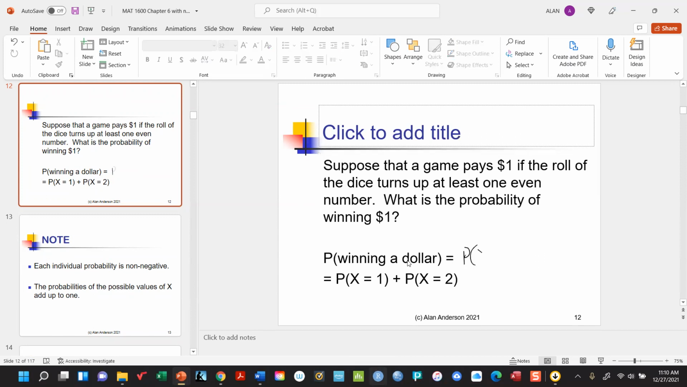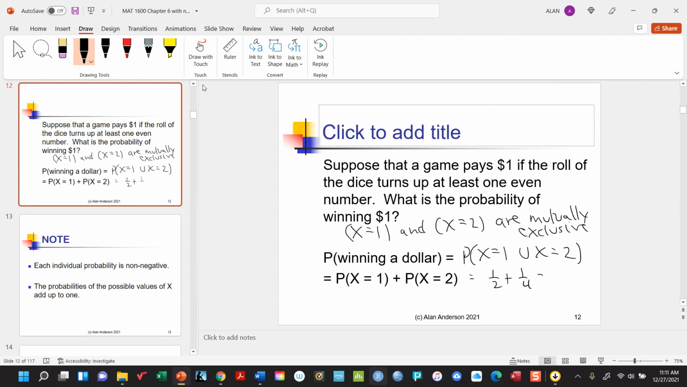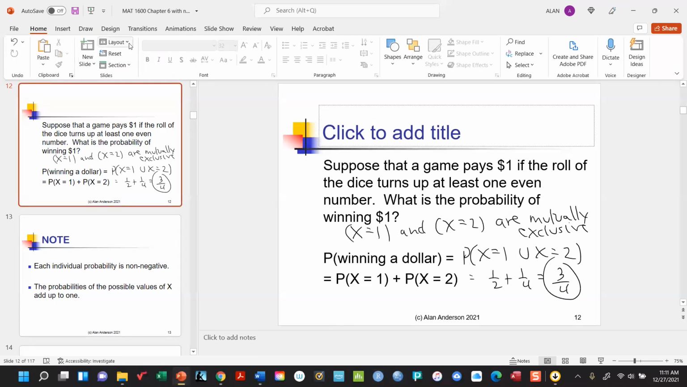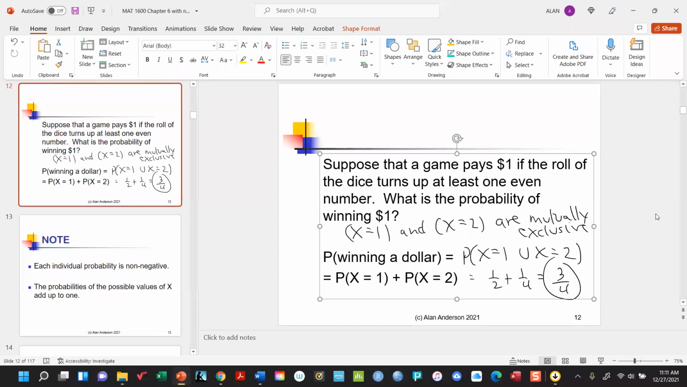This is actually the union of these two, but these two events are mutually exclusive, aren't they? Because they can't both be true, can they? No. So therefore, we can apply the simplified addition rule here. And guess what? We just add them up, and I can determine very easily that the chances of winning that dollar is 3/4. See how easy that is? In fact, I can calculate any probability I want. I can calculate the probability of winning no money, or anything I can imagine by using our rules of probability, specifically the addition rule and the multiplication rule.